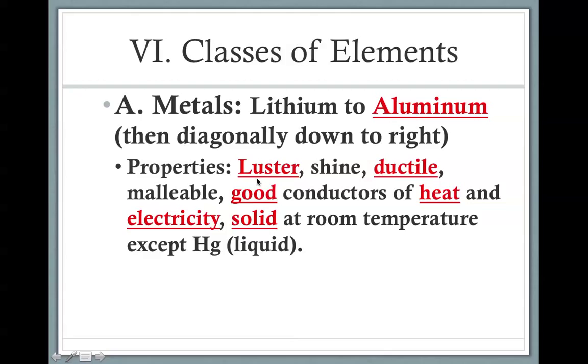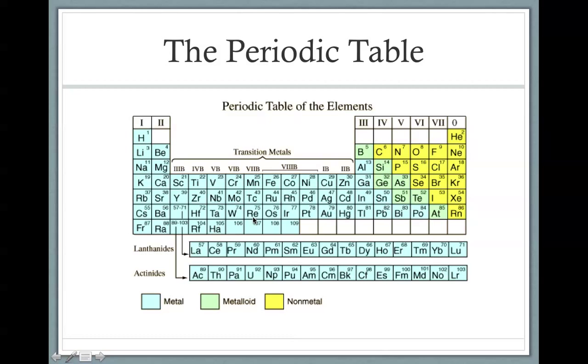They've got a luster or a metallic shine to them. They're ductile, which means you can put them into wires, like a copper wire. They're malleable, which means you can bend them, right? You can bend that copper. Good conductors of heat and electricity. So when you touch it, it feels really hot, or they're good at connecting electricity. They're solid at room temperature, except for mercury, which is liquid at room temperature. So most of them are solid, like an iron bar or a gold block or a silver block. Those are all metals. So all the metals have similar properties.